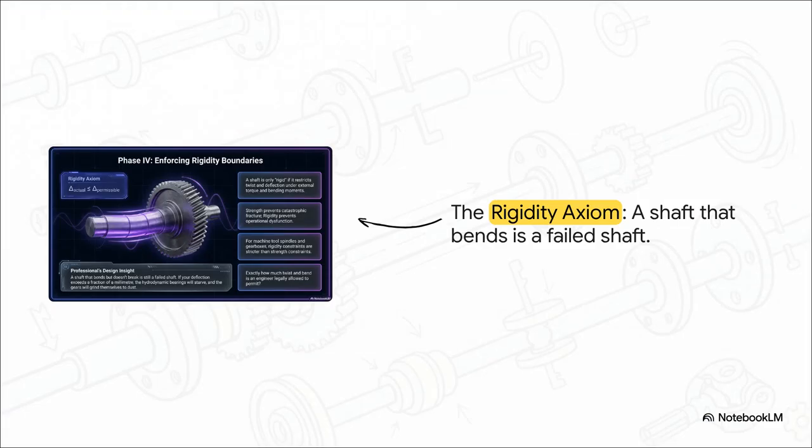Check out the rigidity axiom. The source gives us this incredible piece of expert insight. A shaft that bends but doesn't break is still a failed shaft. Why? Because if your shaft sags or bows even a fraction of a millimeter too much, the hydrodynamic bearing supporting it will literally starve of oil, and the gears attached to it will misalign and grind themselves into fine metal dust. So strength keeps the metal in one piece, for sure, but rigidity keeps the machine actually working.